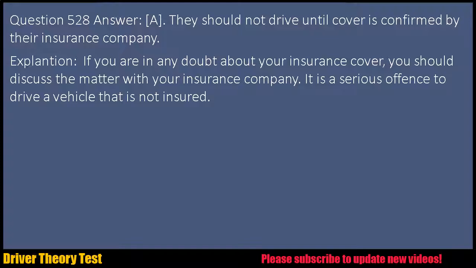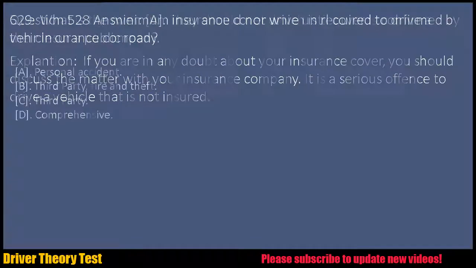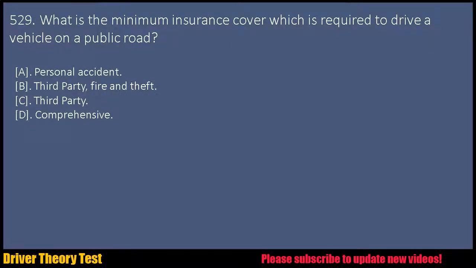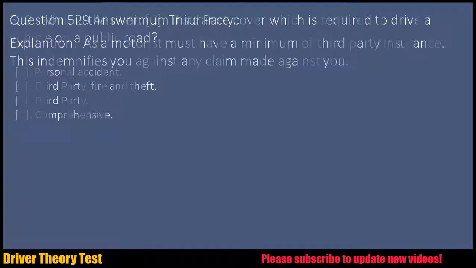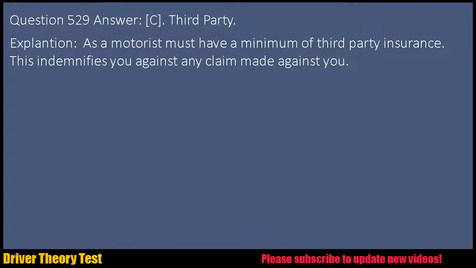Explanation: if you are in any doubt about your insurance cover, you should discuss the matter with your insurance company. It is a serious offense to drive a vehicle that is not insured. Question 529. What is the minimum insurance cover which is required to drive a vehicle on a public road? A. Personal accident. B. Third party, fire and theft. C. Third party. D. Comprehensive. Question 529 Answer: C. Third party.